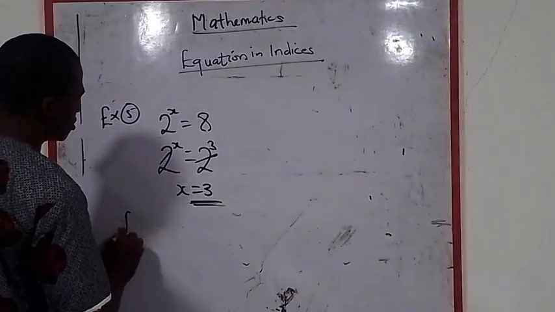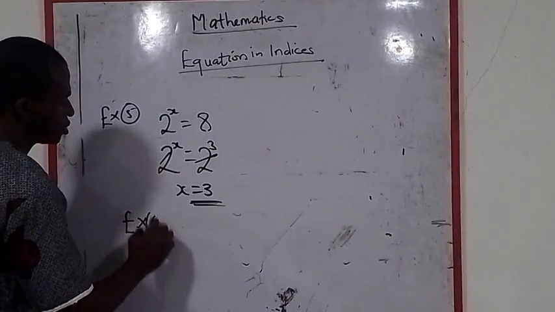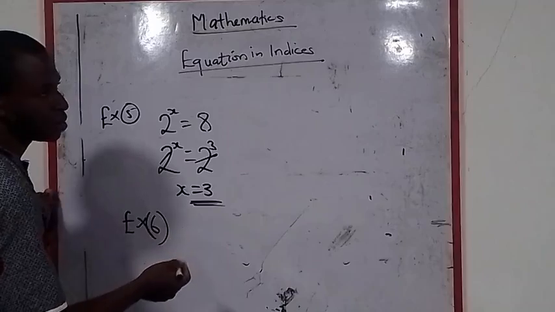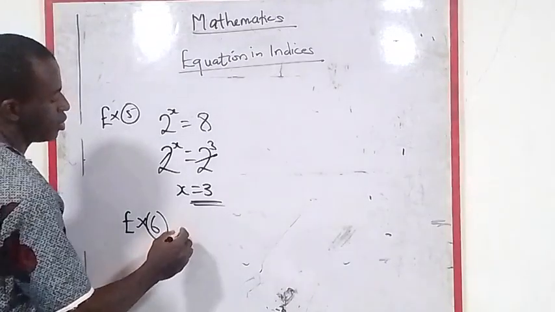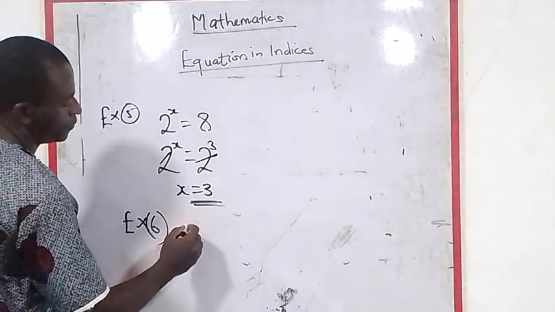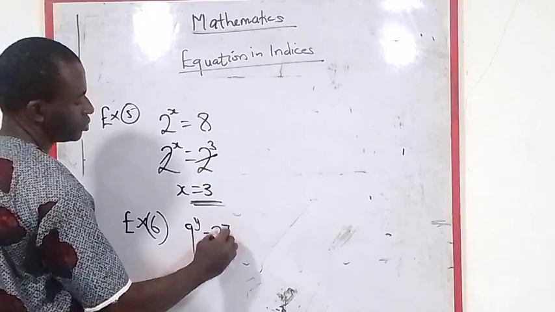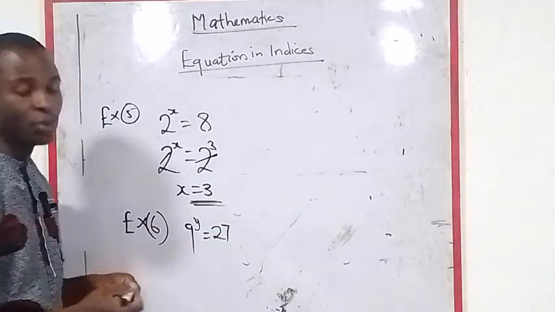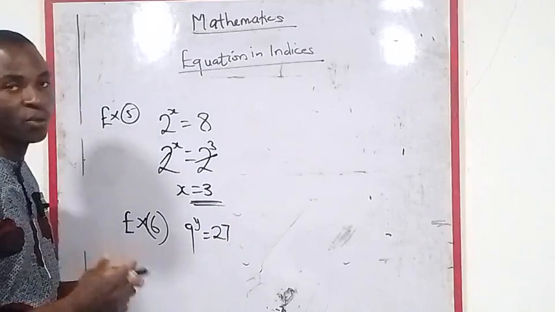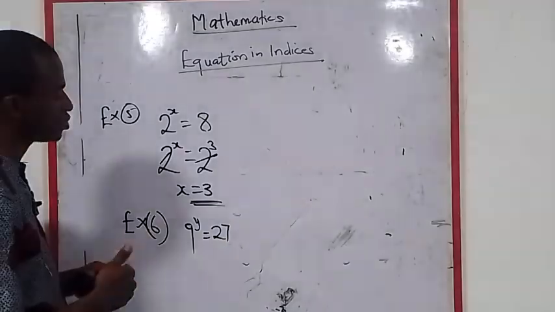Then we have example 6, where, okay, let me just look for other questions, like, let me say 9^y = 27. There are more and more questions you can solve. I will create a platform where questions can be asked and we solve those questions together.